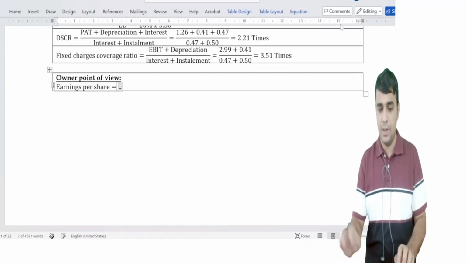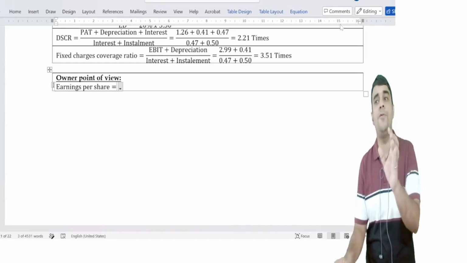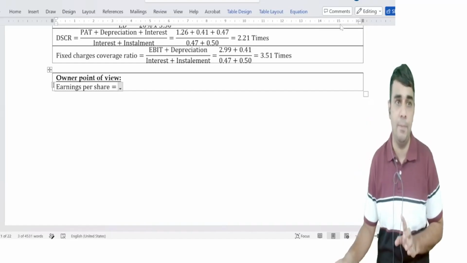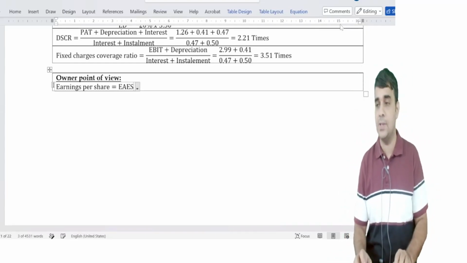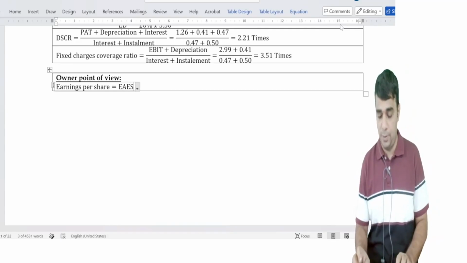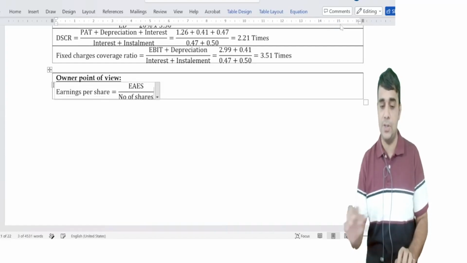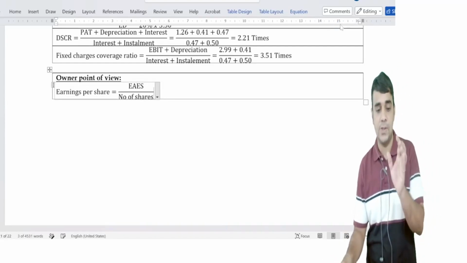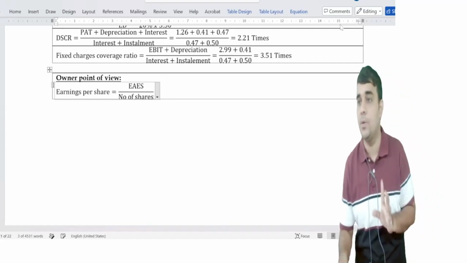earnings per share. Earnings per share is the profit available per equity share, which is nothing but EAES, earnings available to equity shareholder, divided by number of shares. EAES divided by number of shares. This is called earnings per share, which is available to a single equity shareholder.